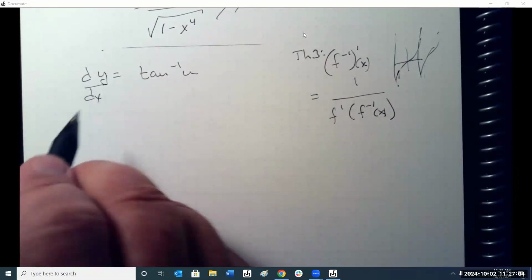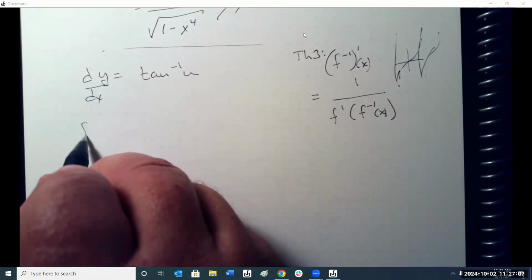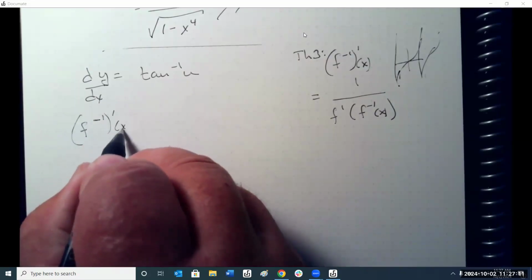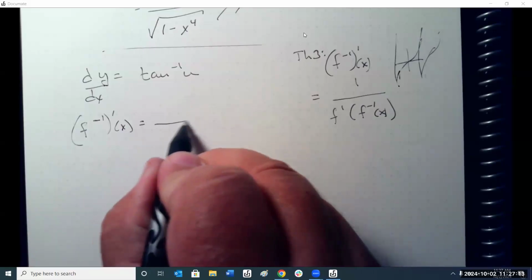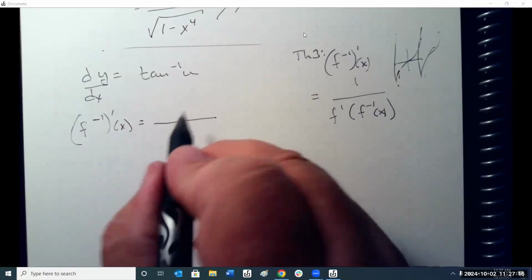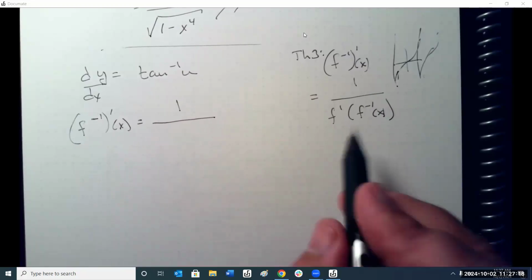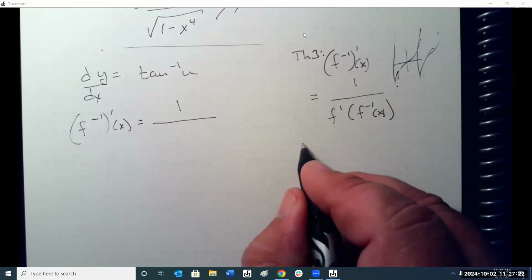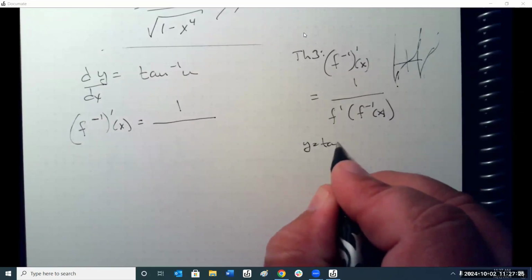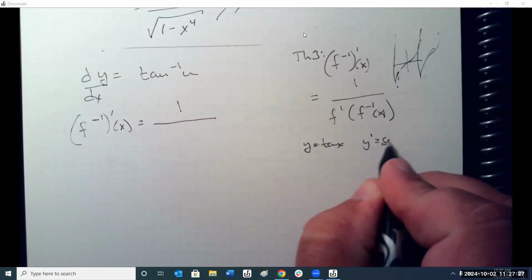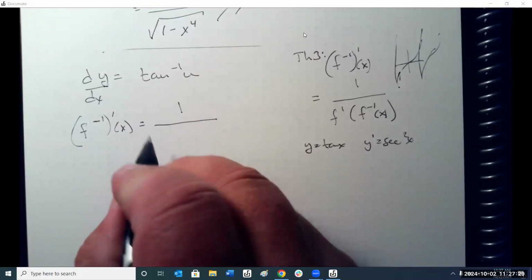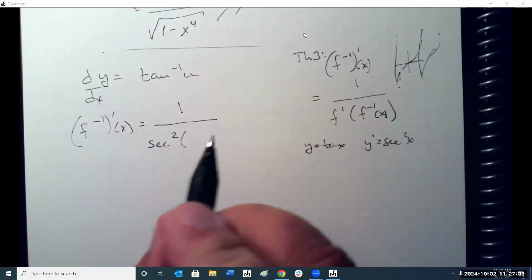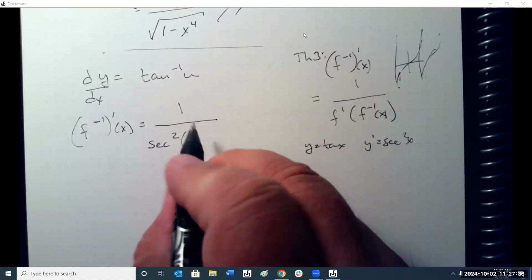So using this formula, the derivative of this one will be the derivative of tangent, secant squared. So we get secant squared times the inverse function.